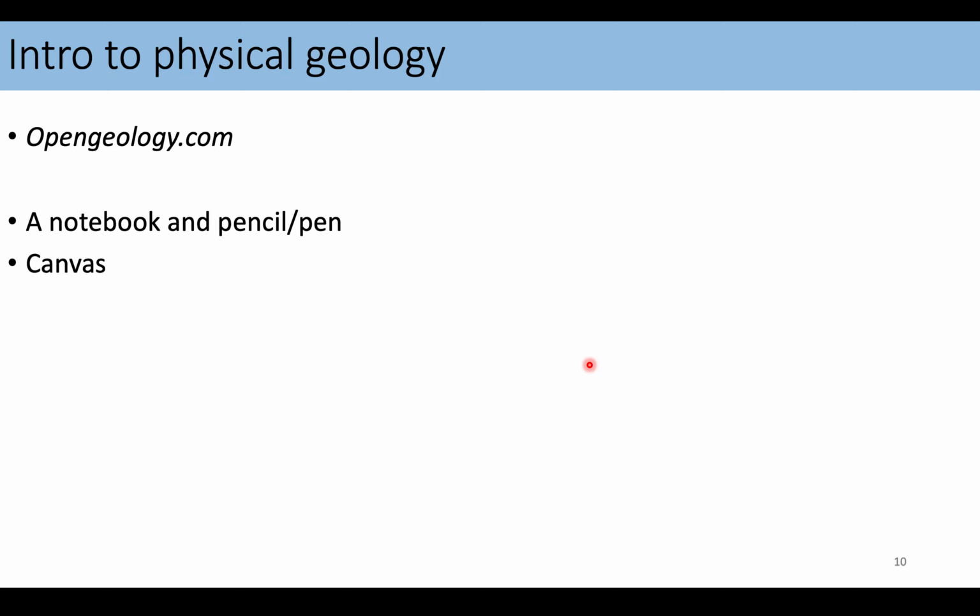So for this class, we do not have a required textbook. The additional resource that we will use is on opengeology.com, so it's a free open source textbook. It's the Intro to Geology textbook on opengeology.com. I do have the link right in our main Canvas homepage, so you can use that as an additional resource however you'd like. We will, of course, be using Canvas as this is an online class.